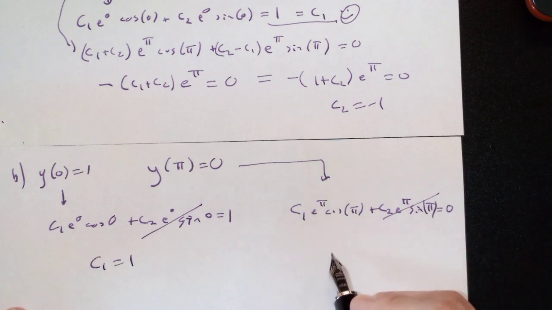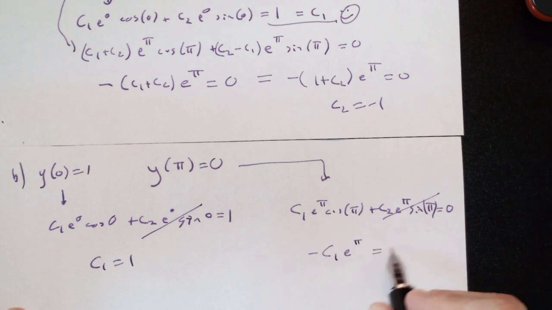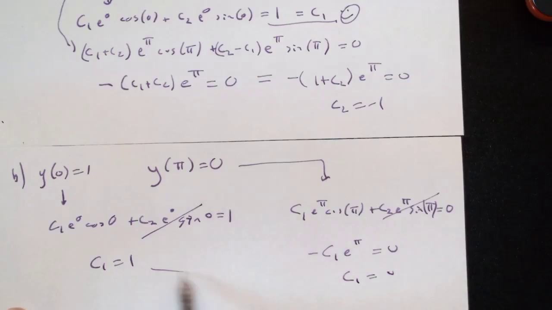This tells me C1 times e to the pi with a minus sign on it is equal to 0. The only way that's going to work is if C1 is 0. In order to try and satisfy both of these boundary conditions, I need C1 to be 1 and 0 at the same time. Can you do that? Oh, no. This has no solutions.